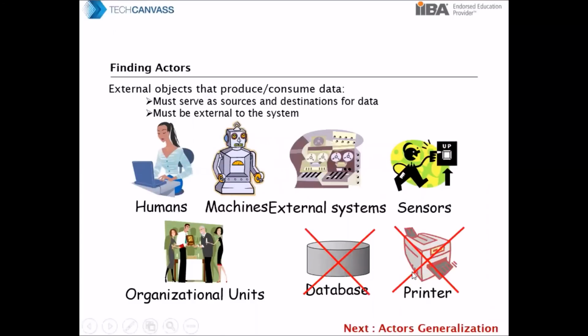Now printer is a specific case. If the printer is given an input automatically from your system to generate a report, it is not an actor for the system. But if it is something where you connect and then say print, then it is external to the system. So then it is outside the system, and then it is considered to be an actor.